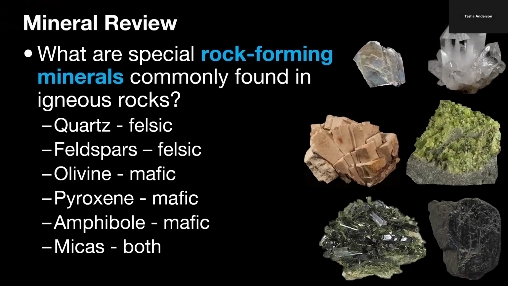Let's talk about what kinds of minerals are commonly found in igneous rocks. Quartz and feldspar are dominant minerals in felsic igneous rocks, while olivine, pyroxene, and amphibole are common in mafic igneous rocks. Mica can appear in both felsic and mafic compositions.